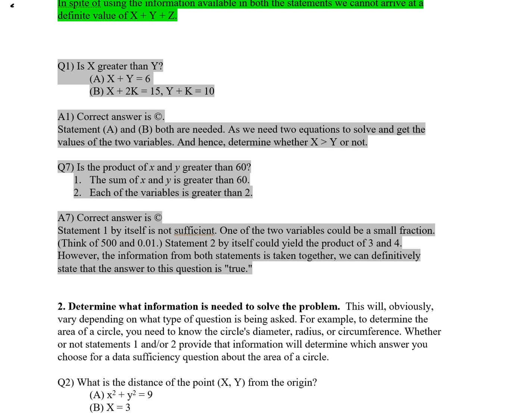x plus 2k is equal to 15. y plus k is equal to 10. So by using both these two, I can eliminate k, but I won't be able to answer for x and y individually. But I would be able to answer it with the help of both of them, because I will get two variables and two equations.